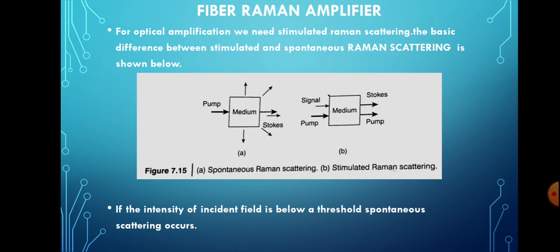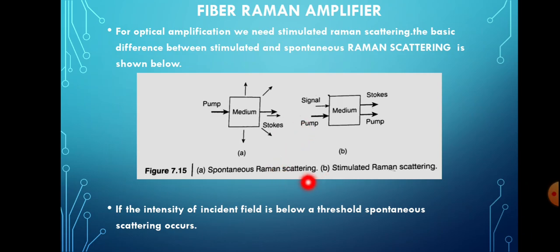The basic difference between stimulated and spontaneous Raman scattering is shown in the figure. This is the spontaneous Raman scattering and this is the stimulated Raman scattering. Here there is only a pump signal and a medium. Suppose this medium is an optical fiber cable. When the pump signal passes through the optical fiber material, the light will be scattered out. As a result, it will produce Stokes and anti-Stokes waveforms. But only the Stokes wave is shown, because the chance of producing anti-Stokes is less. At thermal equilibrium, a larger number of Stokes waves will be produced.